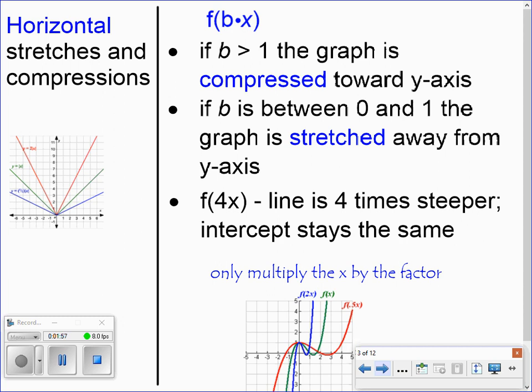So for example, if we have f of 4x, notice the number is inside. What you're going to see is a line that is 4 times steeper than it was before. If it's 4 times steeper, what that means is that it's being compressed closer to the y-axis. The other thing that you're going to notice is that if it's just a horizontal compression or just a horizontal stretch, the only thing that's going to change is the steepness of the line. The intercept is not going to change. That y-intercept is not going to change.